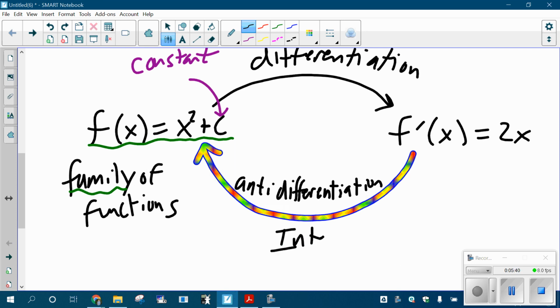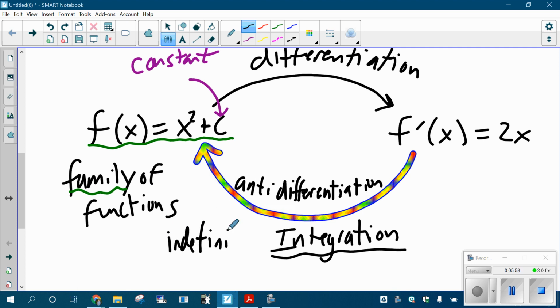Okay, that's far more common to hear than anti-differentiation. What you're doing is integration. You're finding the integral. Okay, and specifically right now what we're doing is finding the indefinite integral. Why are we calling it an indefinite integral? We'll talk about that once we learn more. It's too soon, so don't worry about it.